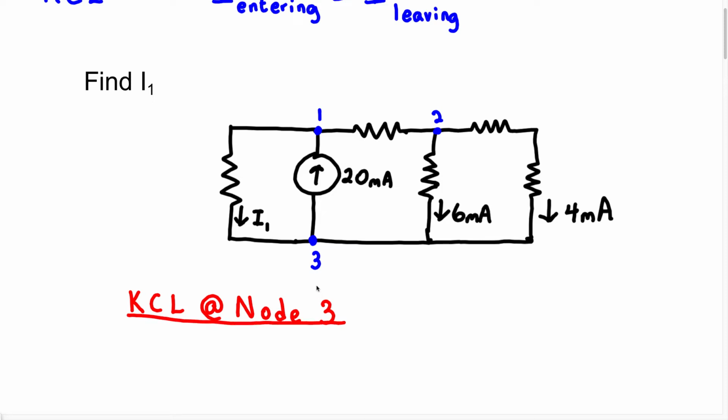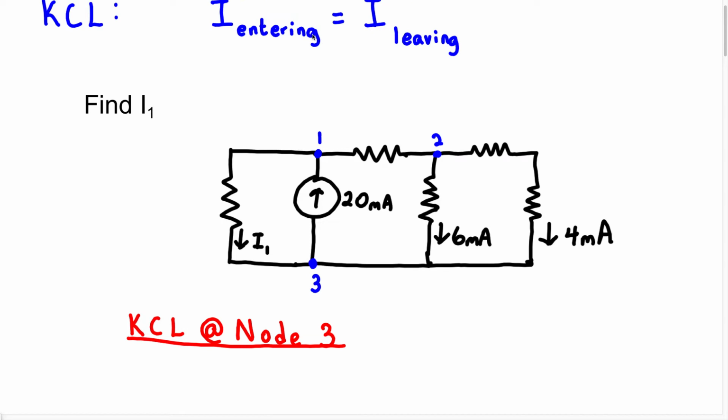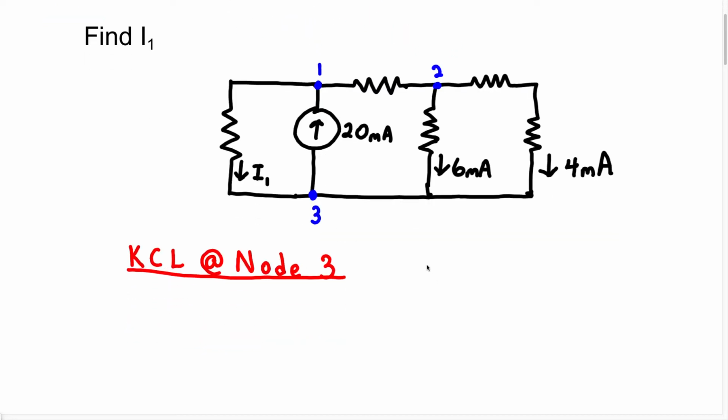Now when we start to solve for this, we know the current entering this node is going to equal the current leaving this node. So let's find all of the current that is going to be entering node 3. When we look at this, we know the current I1 is coming into node 3, so we can write I1.